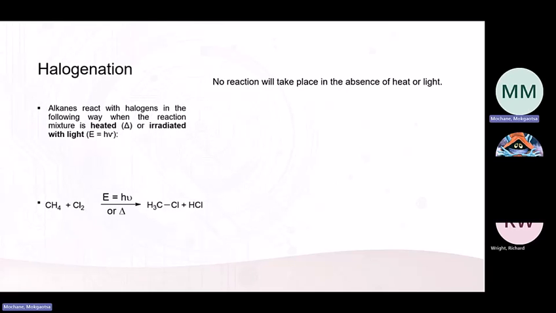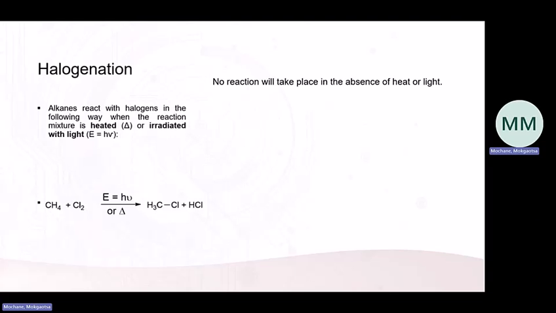Now, the second type of reaction that this type of hydrocarbon, the alkanes, undergoes is its reaction with the halogens, whereby the reaction takes place in the presence of heat. I also want you to take note that no reaction will take place in the absence of heat or light. So as you formulate this reaction on your way to getting the product, you must keep in mind that if there is no presence of heat, that reaction will not take place.